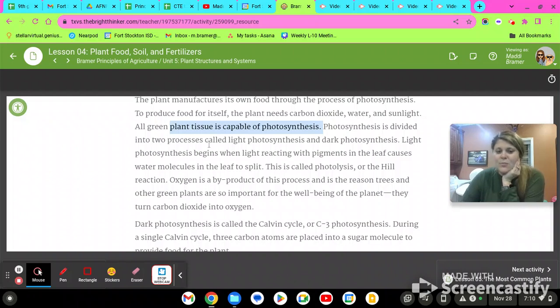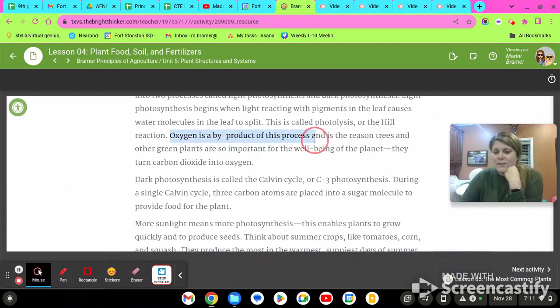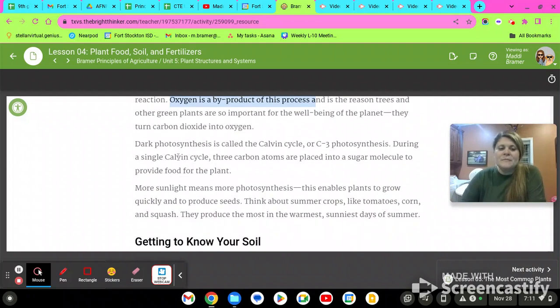Photosynthesis is divided into two processes. You have light and dark. So light is when the light reacting with pigments in the leaf causes water molecules to split. It's called photolysis. Oxygen is a byproduct. So they give off oxygen. That's the reason trees and other green plants are important, because they help turn carbon dioxide into oxygen through this process. And we breathe oxygen, so that's why it's great to have plants around in your house or wherever.